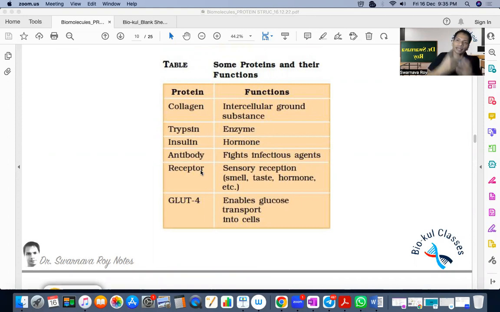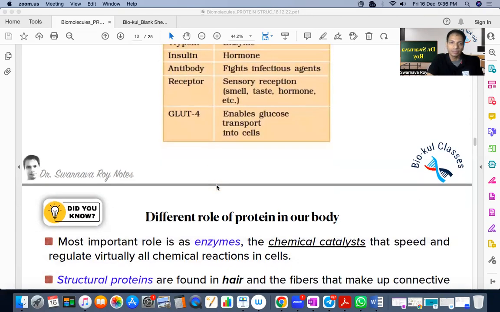Receptor proteins accept some kind of ligand. Receptor proteins are found in our eyes, our nose, and our tongue, so they provide sensory reception like smell and taste. GLUT4 is a kind of protein which enables glucose transport into a cell. It helps insulin in transferring glucose from the blood to inside the cell. So these are different kinds of proteins, and they have different functions.